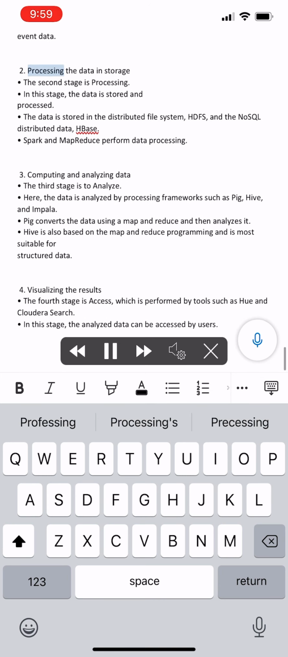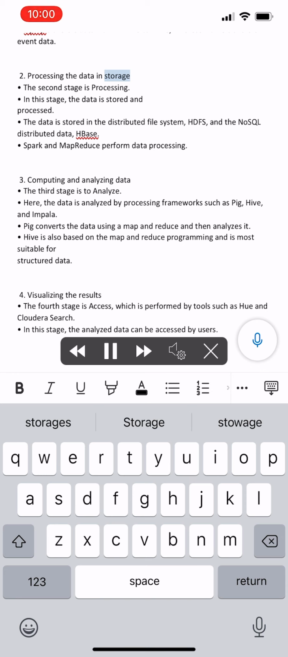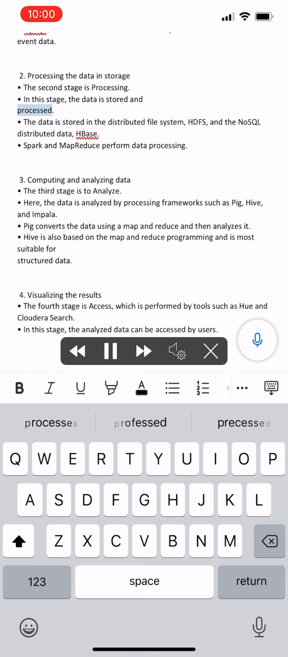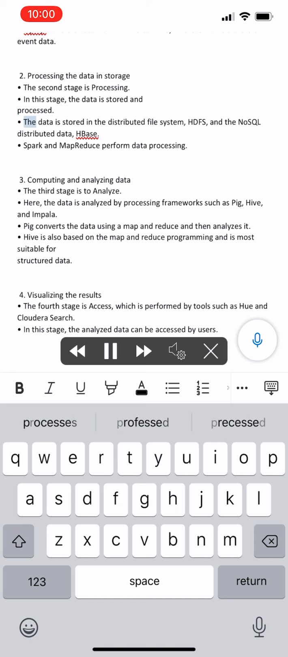2. Processing the data and storage. The second stage is processing. In this stage, the data is stored and processed. The data is stored in the distributed file system, HDFS, and the NoSQL distributed database, HBase. Spark and MapReduce perform data processing.